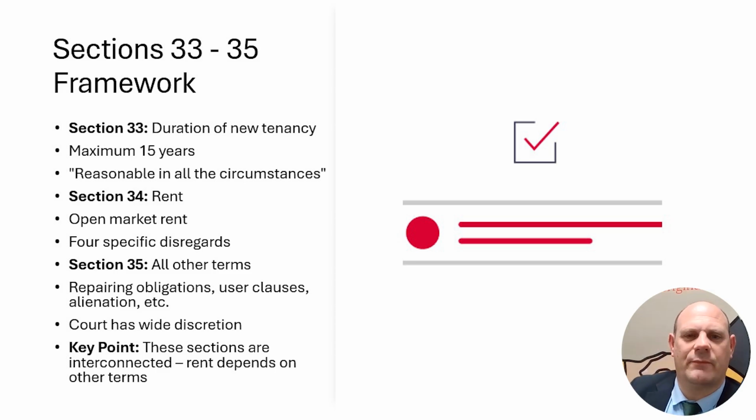I suppose it's worth emphasising that these sections don't operate in isolation. The rent under section 34 must be determined having regard to the other terms of the tenancy. So if the court decides under section 35 that the tenant should bear greater repairing obligations than under the current lease, that might affect the rent determination under section 34. The interplay between these sections requires careful consideration.